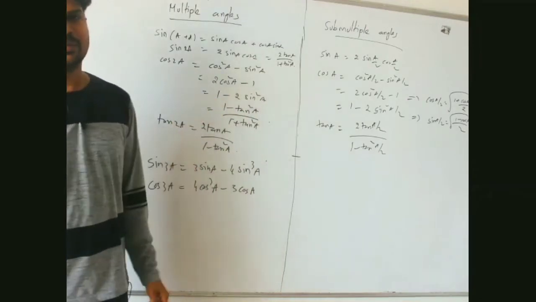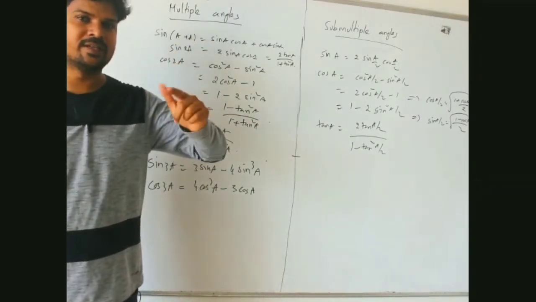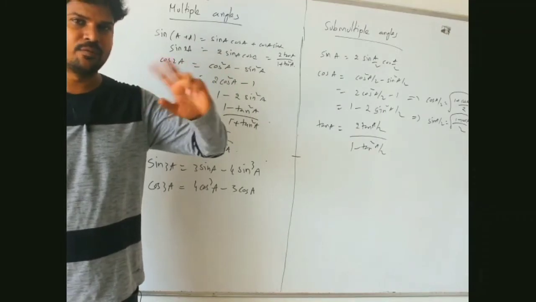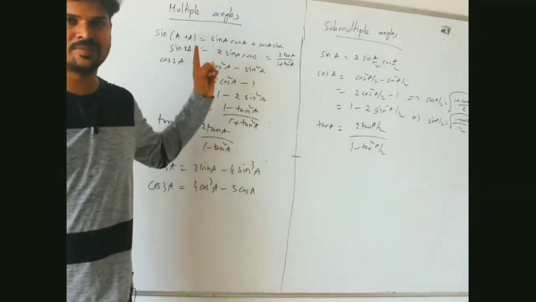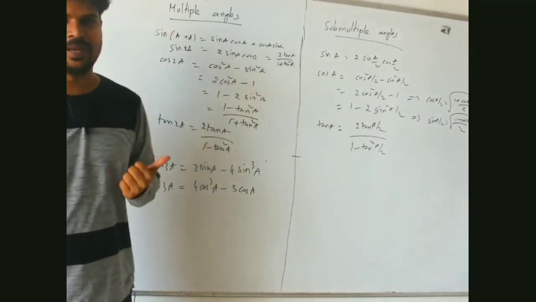Now here it is multiple angles, meaning if we have angle A and you want multiples of that, 2 times, 3 times, 4 times, how to find out? This concept is called multiple angles. We can make use of the compound angle formulas again to derive these multiple angles.